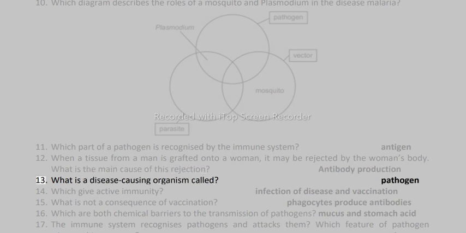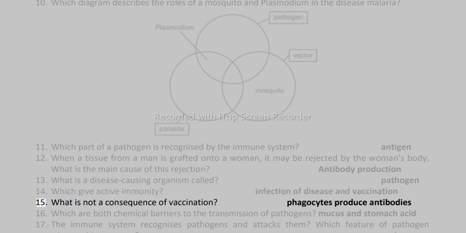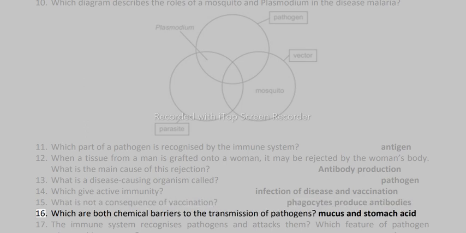Antibody production. 13. What is a disease-causing organism called? Pathogen. 14. Which give active immunity? Infection of disease and vaccination. 15. What is not a consequence of vaccination? Phagocytes produce antibodies. 16. Which are both chemical barriers to the transmission of pathogens?